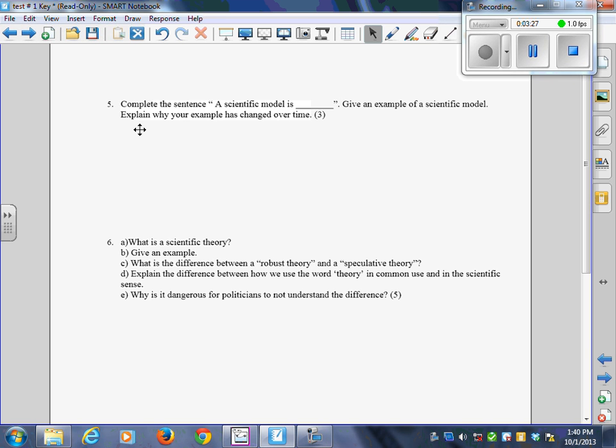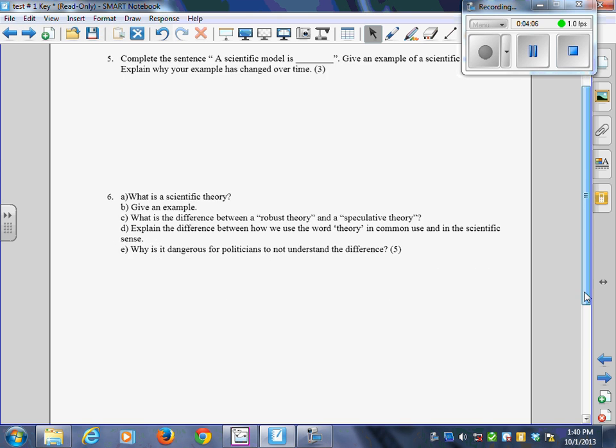Explain why your example has changed over time. It does not say explain how it has changed. The globe has changed from a flat Earth to a round one. That's how it's changed, but why? Because we learn new stuff. That's the basic answer. You could have any example that you wanted, and the correct answer for the last part is because we learned new stuff. We learned something new about it, so we had to change the model. We had to adapt to our current observations, if you want a little bit more verbiage.